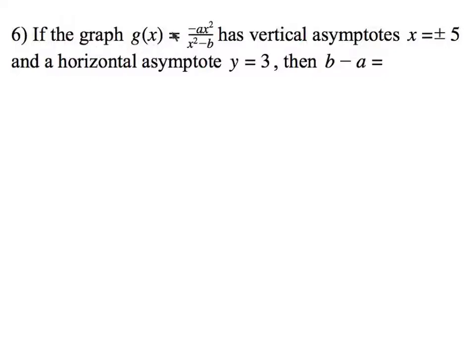If the graph g of x has vertical asymptotes here and horizontal asymptotes here, then what is b minus a? So we want to find b and a and then subtract the two to get my answer. So how do we find these?